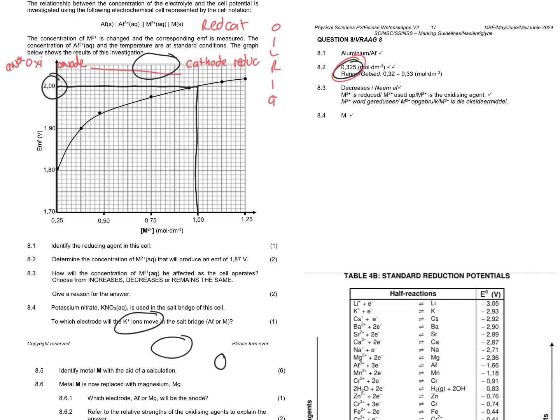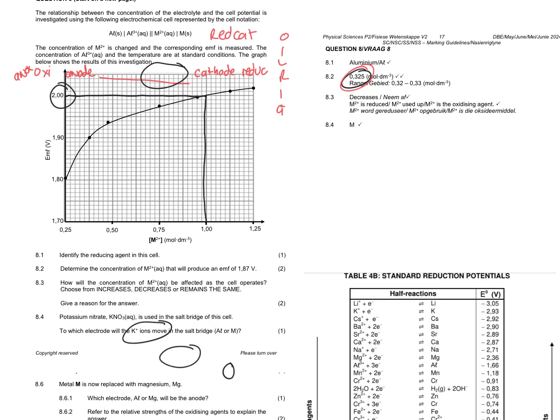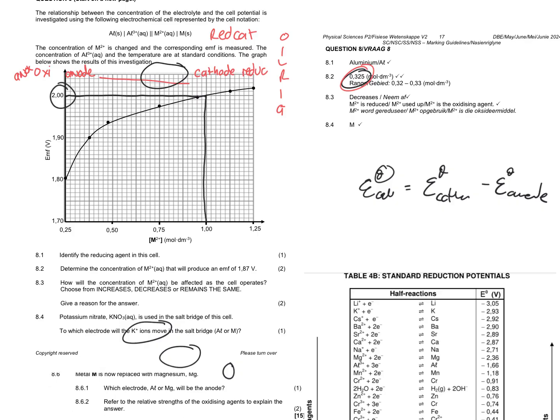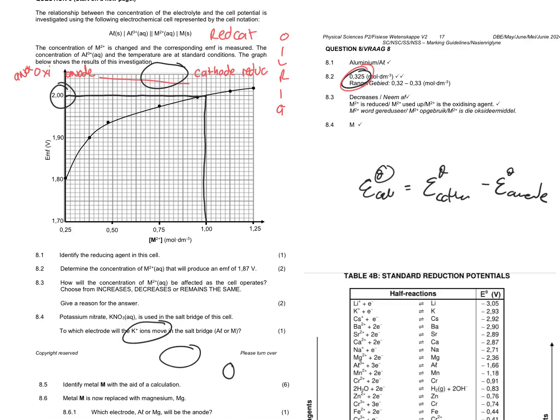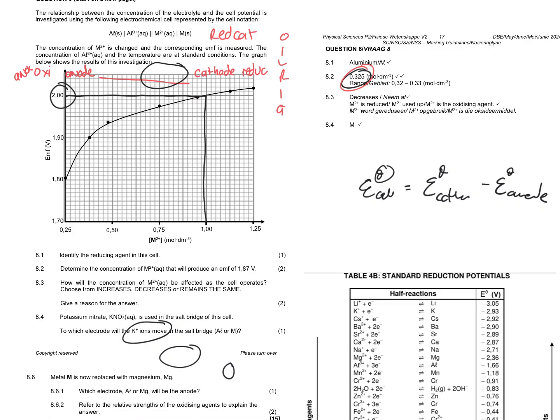And please just always write it from your formula sheet. So it's E cell is equal to E of the cathode minus E of the anode. Please don't write it like I wrote it, but write it from your formula sheet. You don't want to lose a mark because you left this off for something silly. And if you write the wrong formula, you can actually lose all the marks. So this is quite an easy 3 or 4 mark question. I'm not sure how many marks they want for it here. 6 marks. Okay, well, 6 marks is even better.